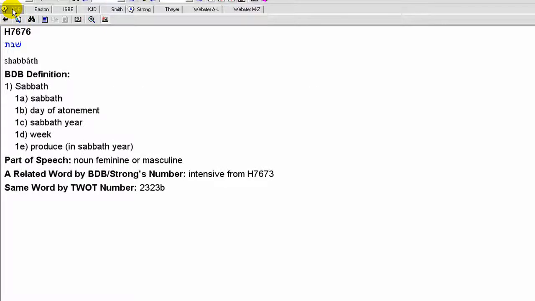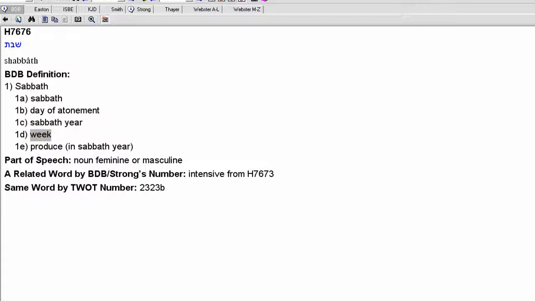Now the Brown Driver and Briggs lexicon gives you a wider semantic range of this word. Sabbath year, that's also a Sabbath. They give you Day of Atonement, which is a Sabbath. Then also week. One of the definitions of the word Shabbat is week.